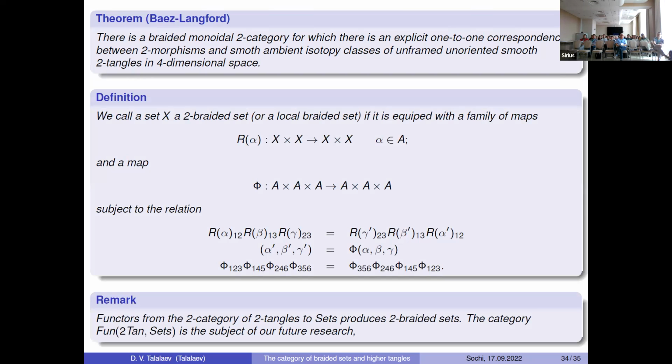And I'd like to define a set X to be a 2-braided set or a local braided set if there is a family of maps R alpha from X squared to X squared and an additional map phi from the third Cartesian power of the index set A, which satisfy such a set of equations. And functors from the category of 2-tangles to sets produce 2-braided sets. So it's an analog of the statement relating braided sets with functors from the category of 1-tangles to vector spaces. And this category, the category of functors from 2-tangles to sets, is subject to our future research. Thank you very much.